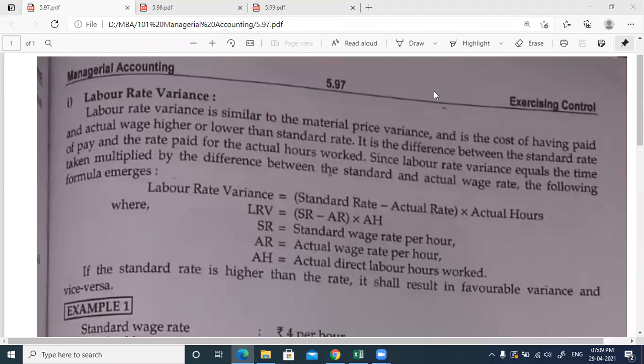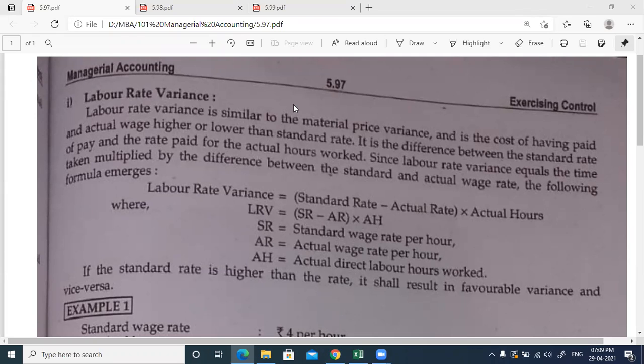This lecture is for MBA students. Subject code is 101 Managerial Accounting for Pune University students. And the problem I'm referring to is from Nirali Prakashan, page number 5.97, that is on labor rate variance.